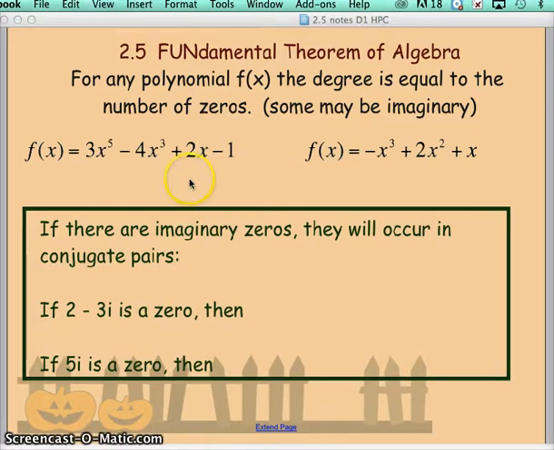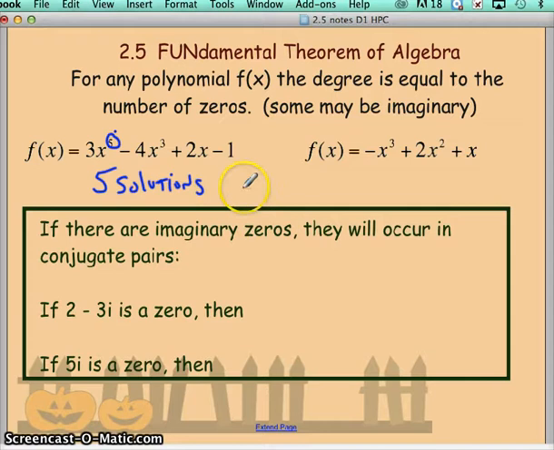So here we go. We're gonna be talking a little bit more about imaginary and complex numbers and how they're involved as solutions in a polynomial. We've talked about this a little bit before, but the degree of a polynomial is the number of solutions it's going to have. So in this polynomial, our degree is 5. So that means we're going to have 5 solutions. Now, some of those might be imaginary. Some might be real.